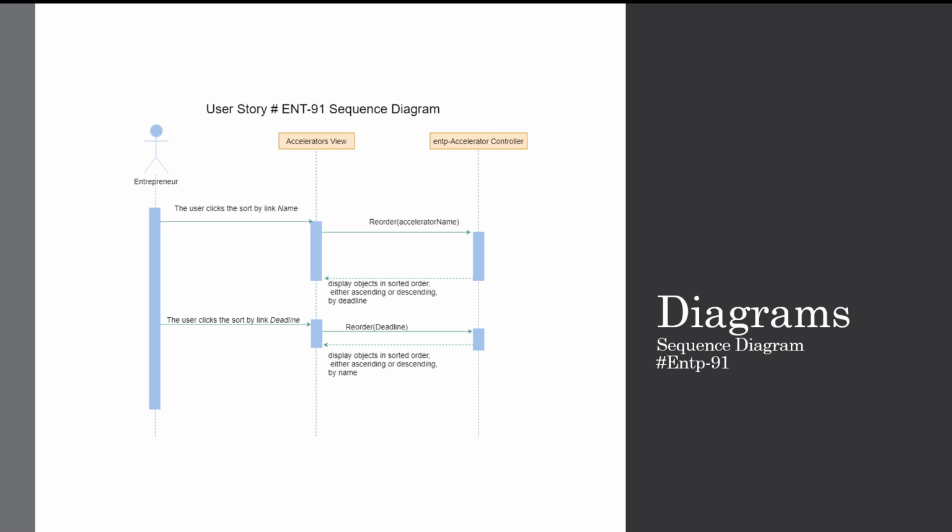The user clicks the sort by link name. The reorder function is called via the controller. The function sets the appropriate flags. The data is reordered by the accelerator name, and the view reflects this change, displaying the results to the user. Next, the user clicks the sort by link deadline. The reorder function is called via the controller. Again, this function sets the appropriate flags. The data is reordered, this time by the accelerator's application deadline, and the view reflects this change, displaying the results to the user.